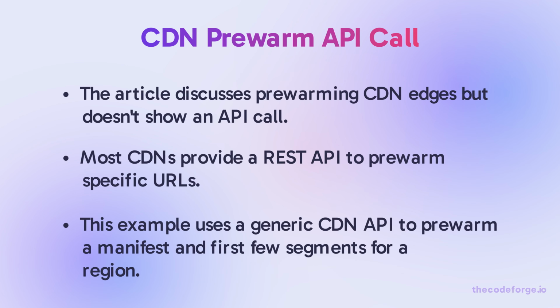The article mentions SRT for unreliable networks and dual ingest for redundancy. This snippet shows how to configure FFmpeg to push to 2 ingest servers simultaneously using SRT, ensuring failover if one ingest region fails. The article discusses prewarming content delivery network edges, but doesn't show an API call. Most CDNs provide a REST API to prewarm specific URLs. This example uses a generic content delivery network API to prewarm a manifest and first few segments for a region.